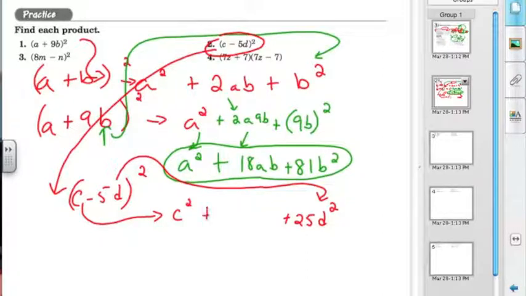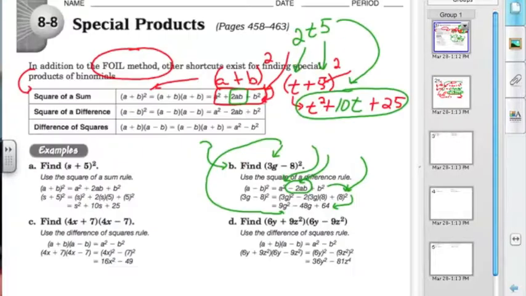And again, if you get stuck, you can always look back at your rule. It says it's going to be negative 2 times a times b, whatever that is. So if you get stuck at that, you can look at your example. We have down here, you can see where things are placed in. We have a positive 3g going in, and we have an 8, and the negative is there.